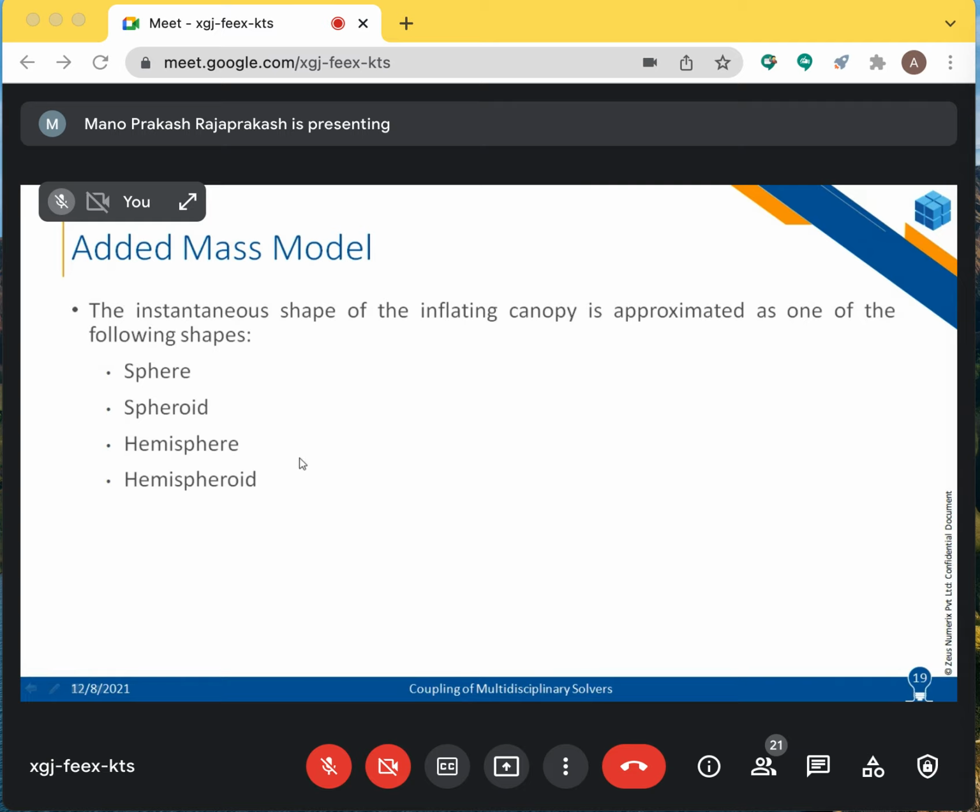But there is also a lot of emerging work going on to represent the parachute as an ellipsoid. Ellipsoid seems to be becoming the most commonly used shape for predicting the added mass effect currently.